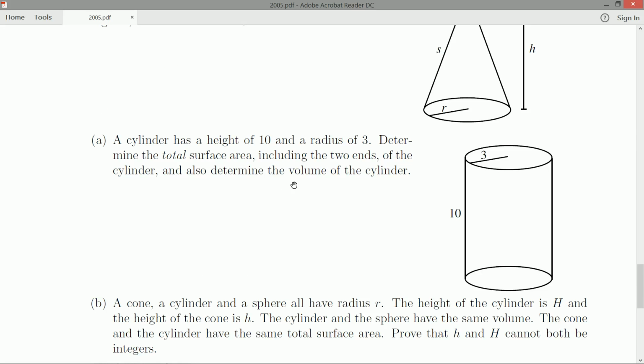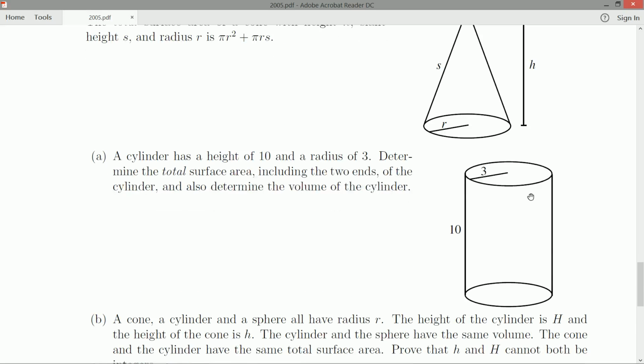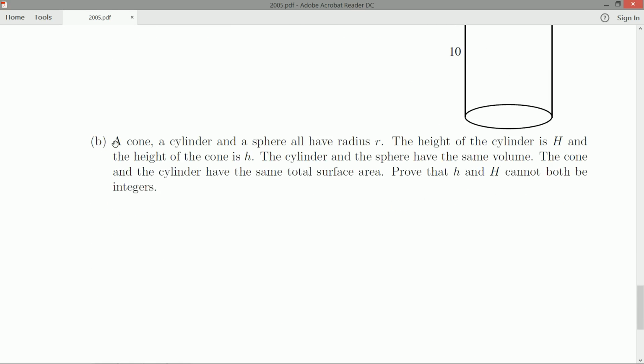Okay, so a cylinder has a height of 10 and a radius of 3. Determine the total surface area, including the two ends of the cylinder, and also determine the volume of the cylinder. Now, they didn't give us a formula for either of those, but that's actually not so bad. I've had to explain this to my intro calc course a number of times, so we'll talk about volume and surface area of cylinders.